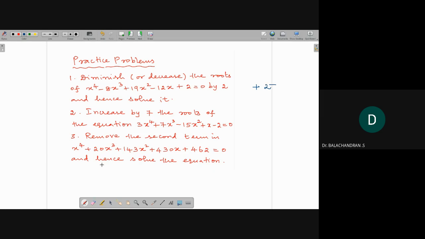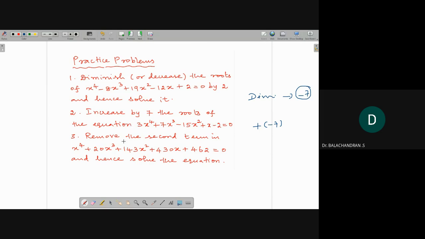Okay. So second problem, increase by 7 the roots of this equation. That means you need to diminish by what? Minus 7. Diminish by, correct Paritosh, diminish by minus 7. You'll get the transformed equation. Find the roots of the transformed equation. After finding the roots of the transformed equation, you need to add minus 7 to each of the roots of the transformed equation, and you will get the roots of the given equation.